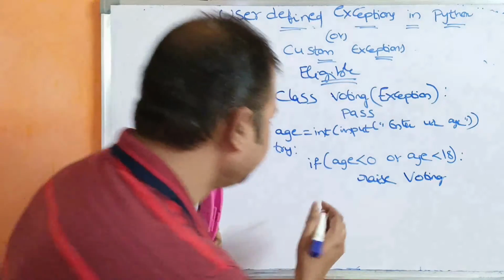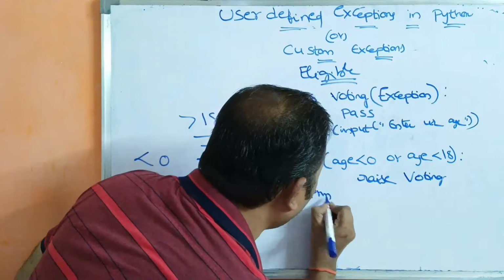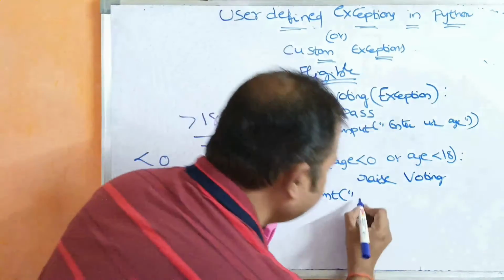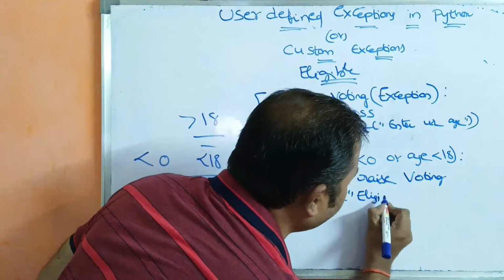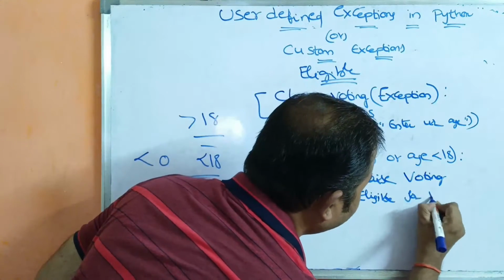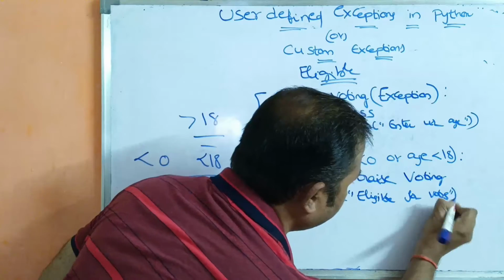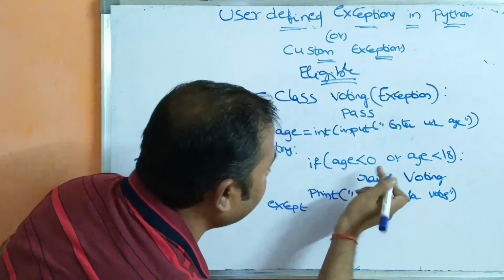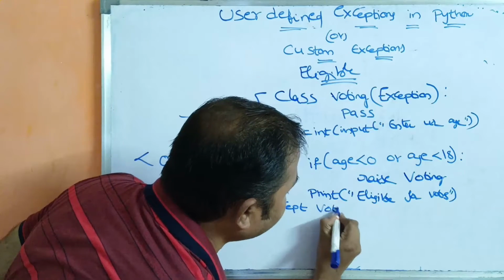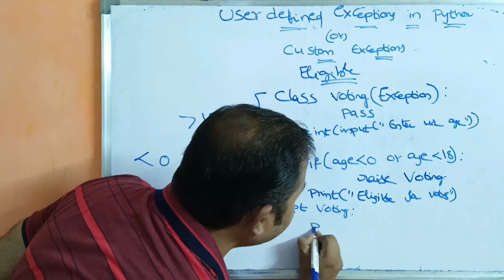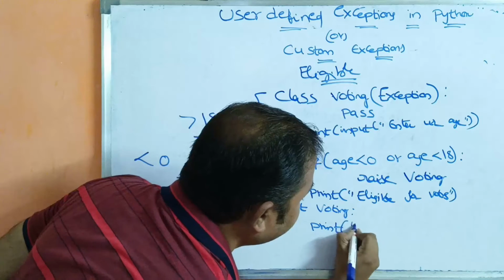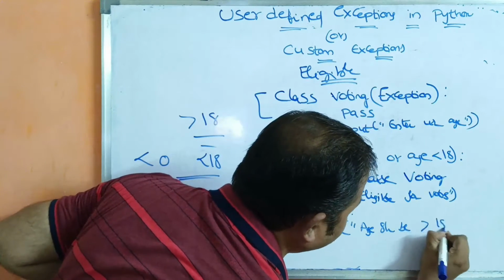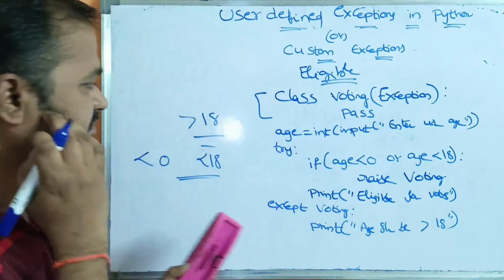Okay. Otherwise, if the condition is false, then we can say that that person is eligible for voting. So print "Eligible for voting". Next, except. What is the name of the user-defined exception class? Voting. Let us display some message. Print "Age should be greater than 18". So this is the program.